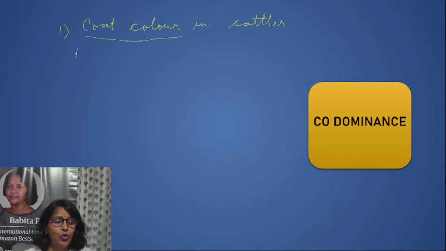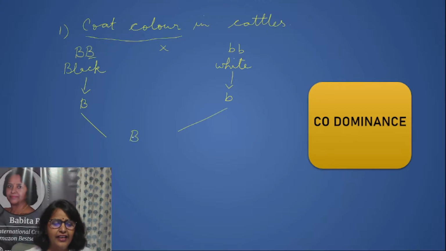The gene for coat color in cattle is capital B, responsible for black color, and small b responsible for white color. So according to what we have studied, this should be dominant, but this is capital B, only one type of gene because it is homozygous. This is small b, that is gamete, because it is homozygous, and they will result into capital B, small b. So all will be of this type.